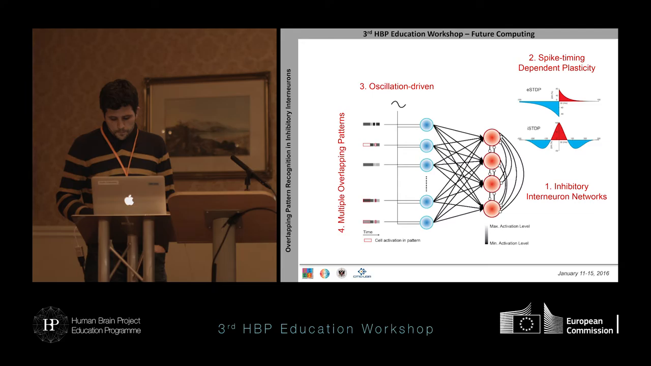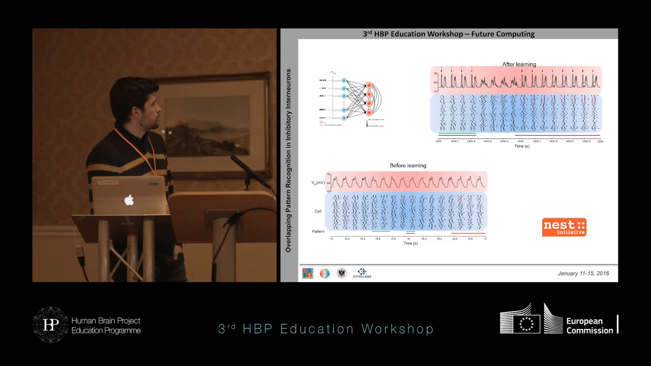We simulated this system using the NEST software in a supercomputer. After adjusting some of the parameters, at the start of the simulation with a naive network, we see this is the activity of the input layer, and this is the membrane potential of the two inhibitory interneurons. We see that there are no spikes at the beginning of the simulation, but after some time of simulation, mainly 1,000 seconds, we see that each inhibitory interneuron is firing in response, and only when its corresponding pattern is occurring in the inputs.